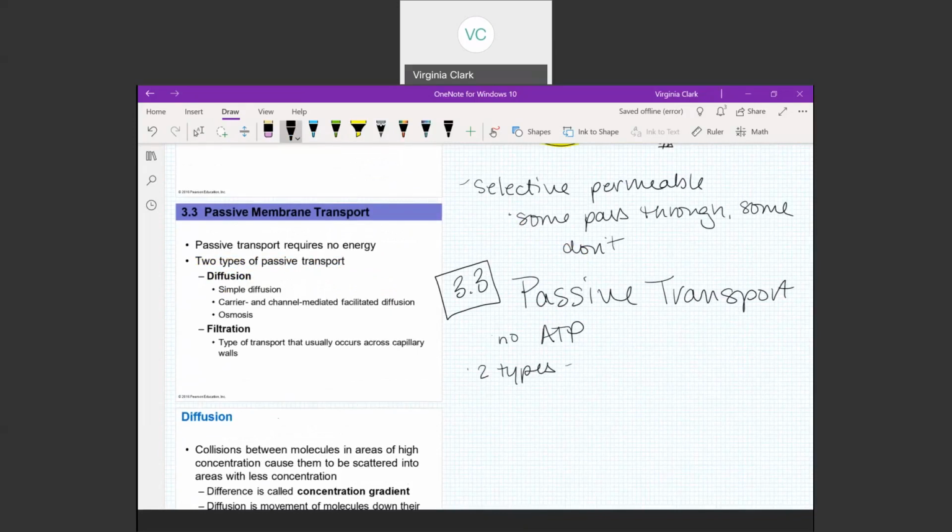You will have diffusion, and there are two, or three, types of diffusion, and then you will have filtration. We're going to spend most of our time talking about diffusion. Filtration will come mainly when you get to the urinary system or the cardiovascular system, which is going to be A2. So this class will spend most of our time talking about diffusion.